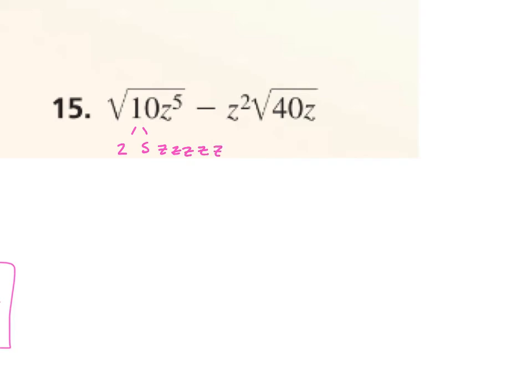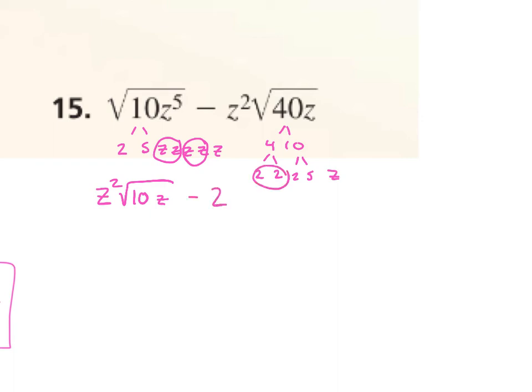We're circling groups of 2. So we take out z squared. We're left with the square root of 10z. We do the same thing for the other one. Our factors of 40 are 4 and 10. Factors of 4 are 2, 2, then 2, 5, and z. Circle groups of 2. So we take out a 2, and we have z squared, square root of 10z.